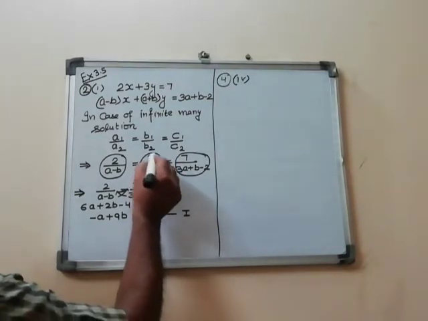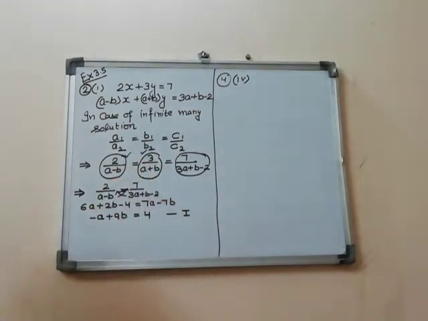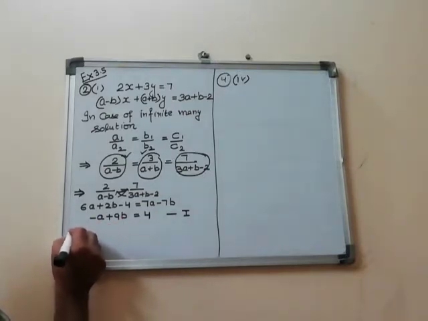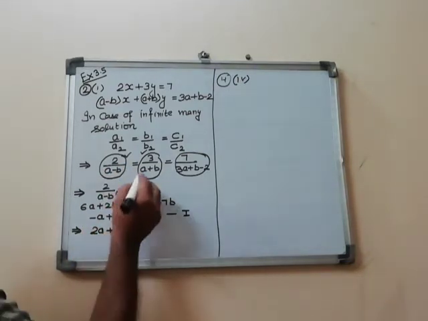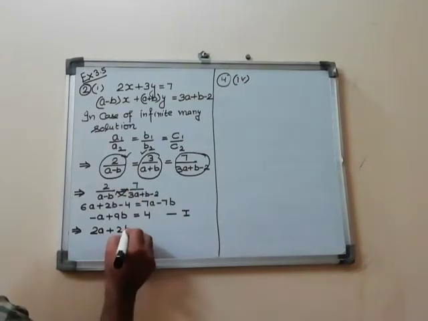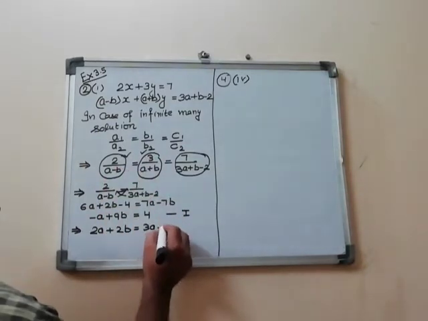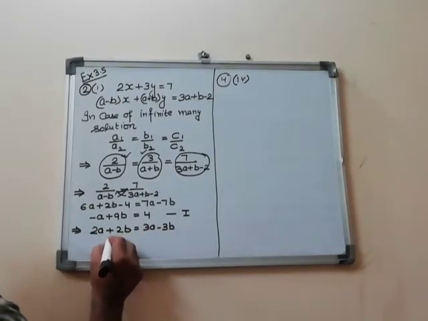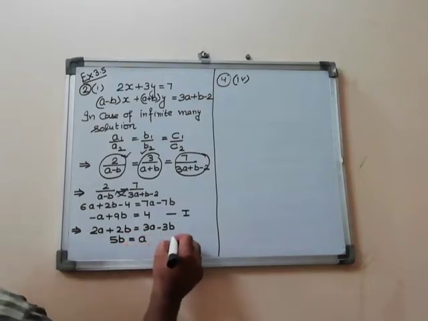Now, this second one, 3 over a plus b, you can put equal to 2 over a minus b. So this implies 2 into a, 2a, plus 2 into b, 2b, equal to 3a, 3 into minus b, minus 3b. If you transpose b to the left hand side, it will become 5b equal to 3a minus 2a, which is a. This is the second equation.